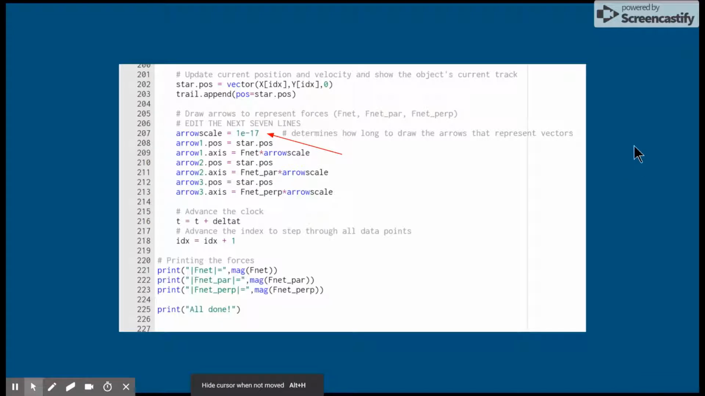For the net force and the parallel and perpendicular arrows, I made the arrow scale a very small number for visual clarity, and you can see the net force components changing as the star moves around the black hole. The magnitudes of the net force as well as the parallel and perpendicular components are printed below the model.